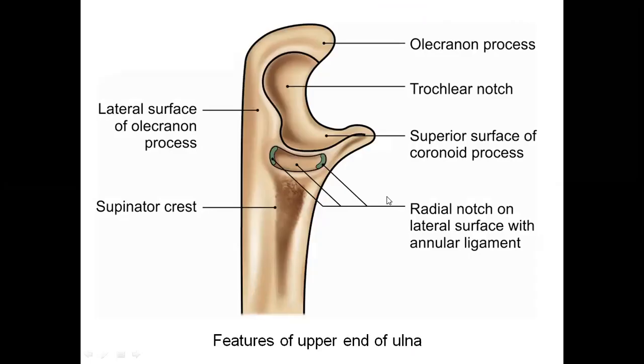Now when you observe the upper end of the ulna, it has the olecranon process, the coronoid process, the trochlear notch, and a radial notch for the head of the radius to articulate, forming the superior radio-ulnar joint. It also has the supinator crest, which is posterior to the radial notch. Then we will see all the surfaces also.